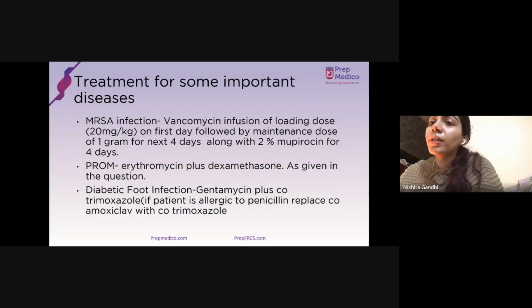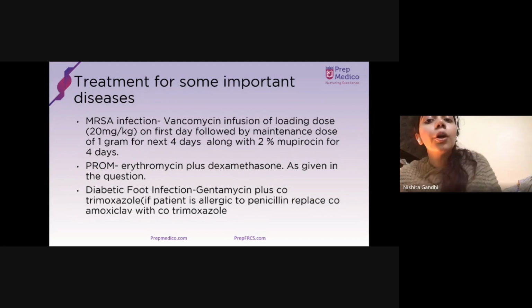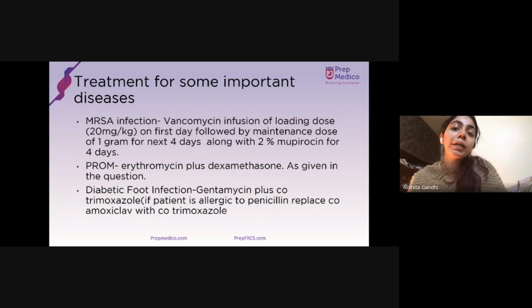Along with gentamicin, in the question it will be given for you to prescribe co-amoxiclav, or maybe any kind of penicillin, amoxicillin. But in the next point, it's given the patient is allergic to co-amoxiclav. Then how are you going to deal with that kind of condition? At that point of time, you should know what the alternative is for penicillin kind of drugs. Here the alternative is co-trimoxazole. Remember guys, if it's a diabetic foot infection and the patient is allergic to penicillin, do give co-trimoxazole. Don't go for clarithromycin here, please.